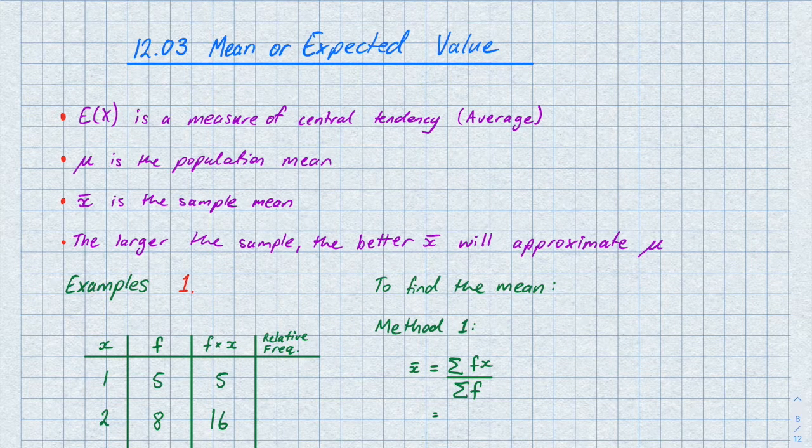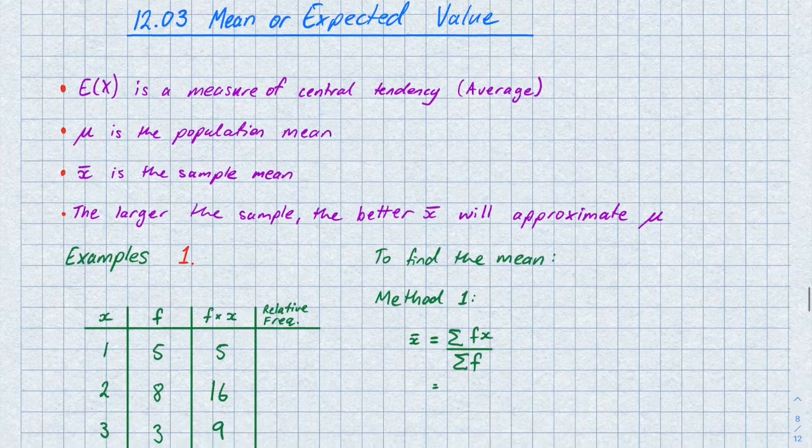Exercise 1203 is about the mean or expected value. So we have this notation E of x, which is the expected value. It's a measure of central tendency or an average. Now you might remember that mean, median, mode, they're all measures of central tendency. This one's really like the mean.